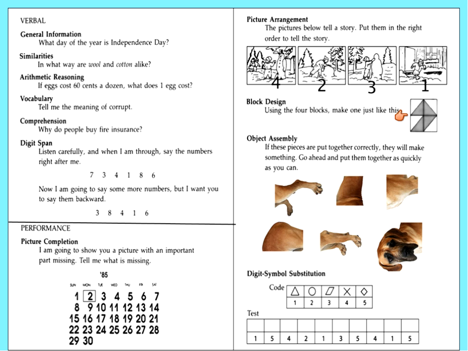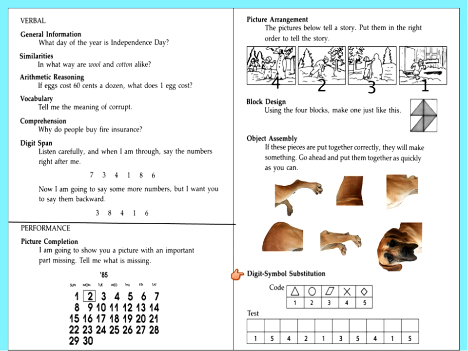Block design. Using the 4 blocks, make one that looks like this design here. So the blocks are red on one side, white on the other side, and half red and half white on the remaining 4 sides. Cool. Do that. Object assembly, putting a puzzle together. This is a dog. Put the pieces together.